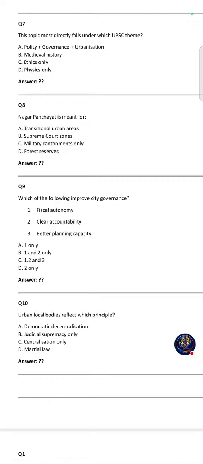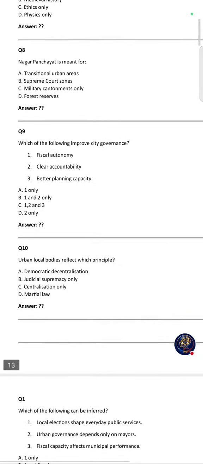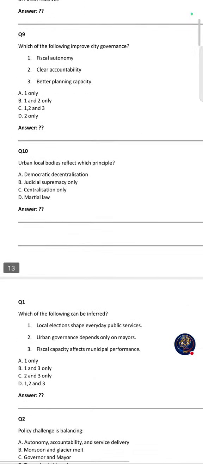Which of the following improves city governance? Fiscal autonomy, clear accountability, better planning capacity. The correct answer is 1, 2, and 3. Urban local bodies reflect which principle? The correct answer is democratic decentralization.